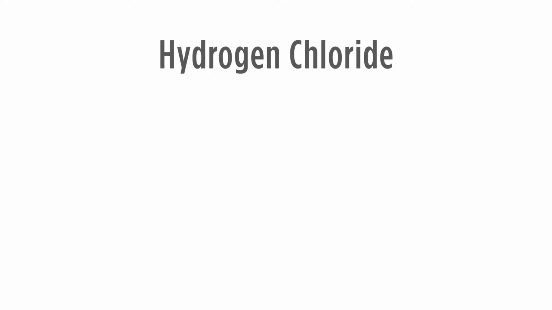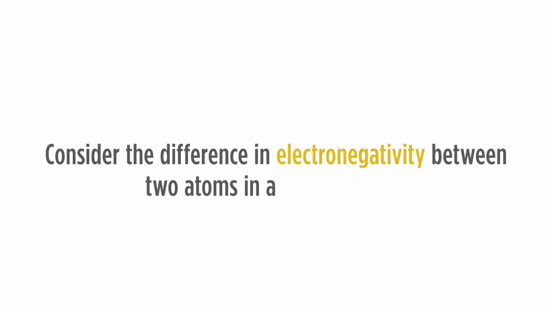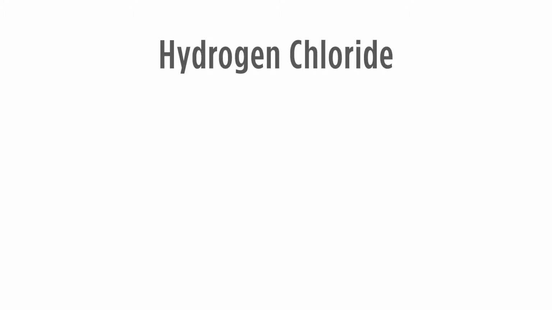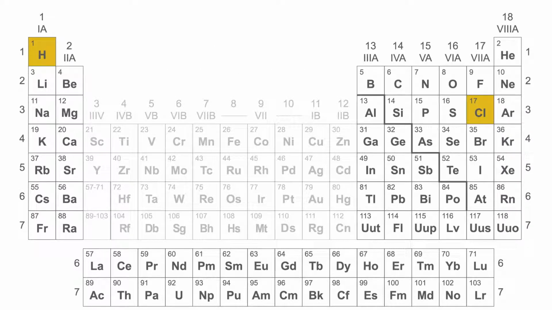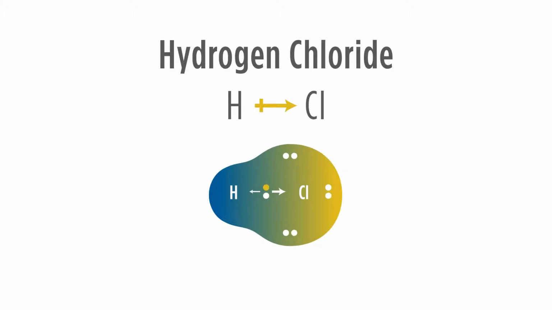To calculate the bond dipole moment, we have to consider the differences in electronegativity between the two atoms in a covalent bond. Here we have hydrogen and chlorine. From the periodic trends, we know that chlorine is much more electronegative than hydrogen. So if we go to draw in our bond dipole, we can see that the electron density is going to be pulled towards the chlorine, which is going to give us a bond dipole along the bond towards chlorine.